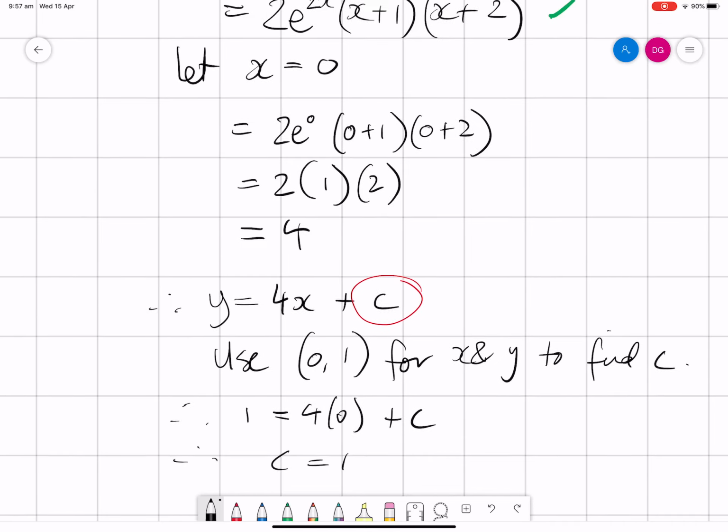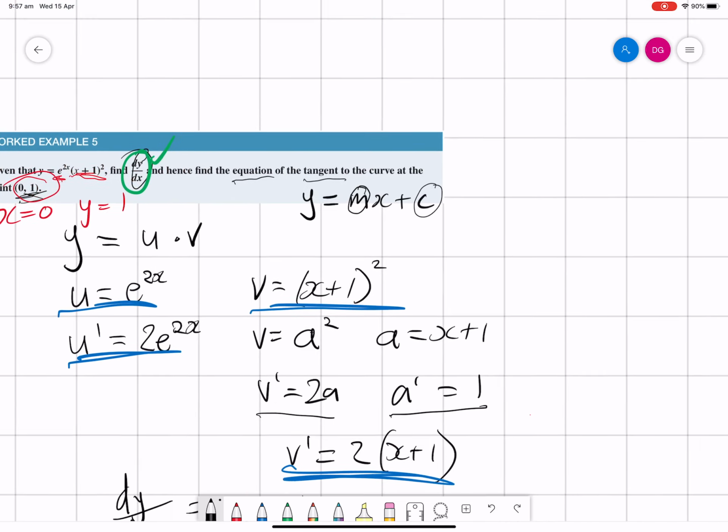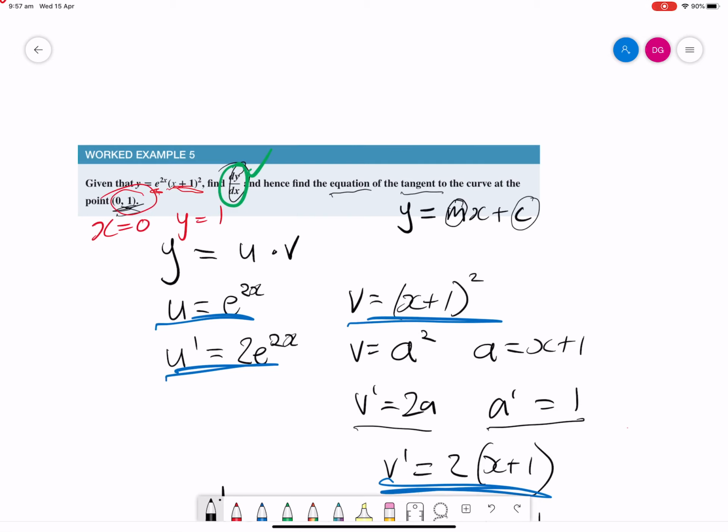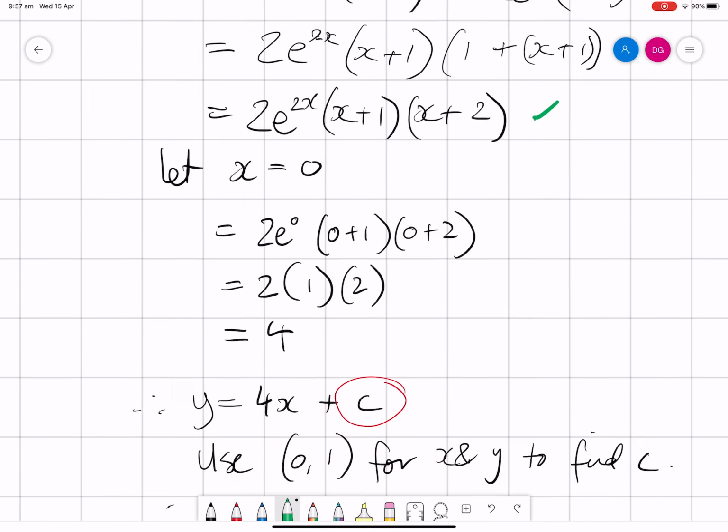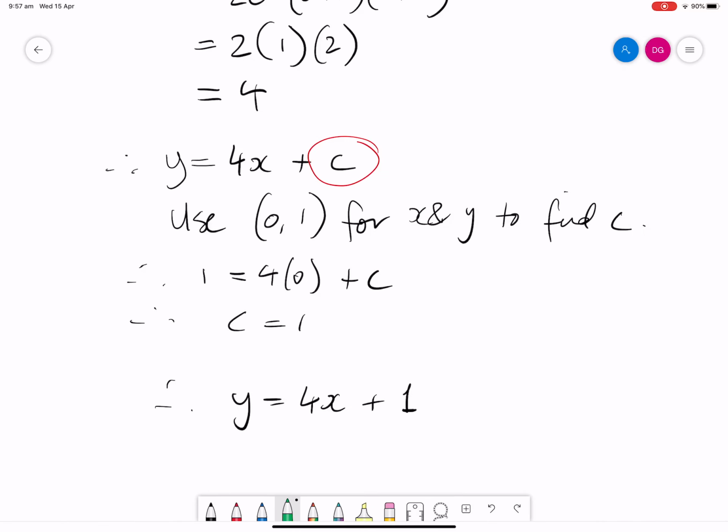Okay, let's just quickly scroll up, see if we've answered everything that the question was asking of us. We found dy dx, excellent. And we've found the equation of the tangent at that point. Great, so we've done all of the things that the question asked of us. We know that this is correct. Well done to us. Cool. All right, that's everything that you need to know for the product rule.